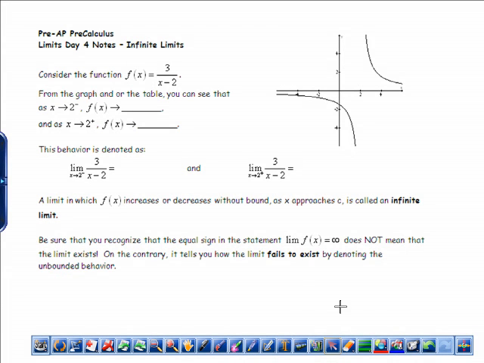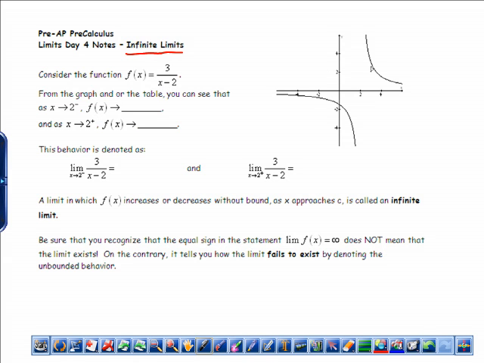Okay, so limit day 4 notes, video lesson, talking about infinite limits. Now we've already talked about infinite limits a little bit, so we're going to explore this idea more in this lesson. It says, consider the function f of x equals 3 over x minus 2.